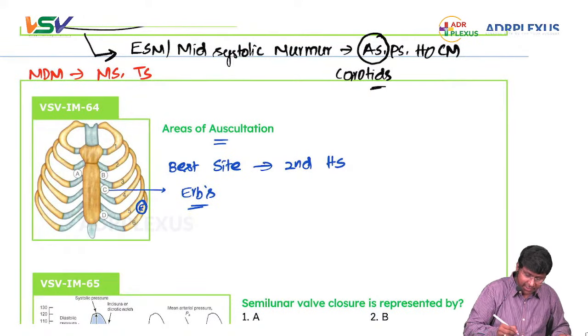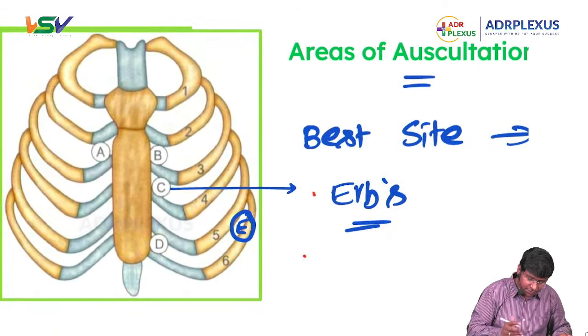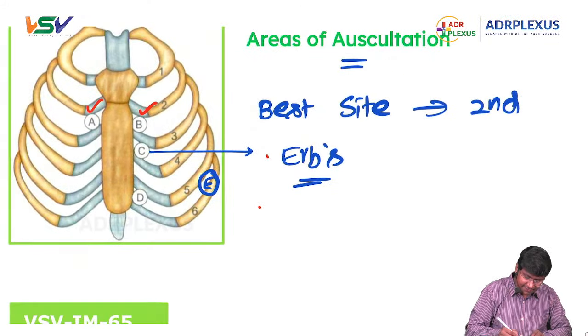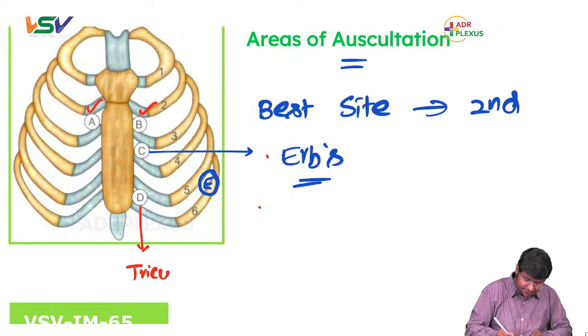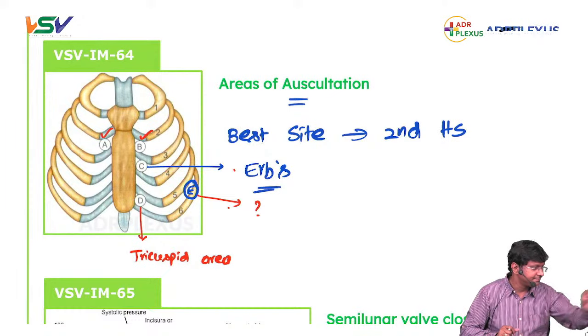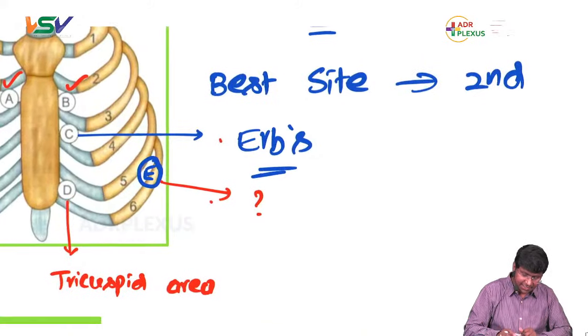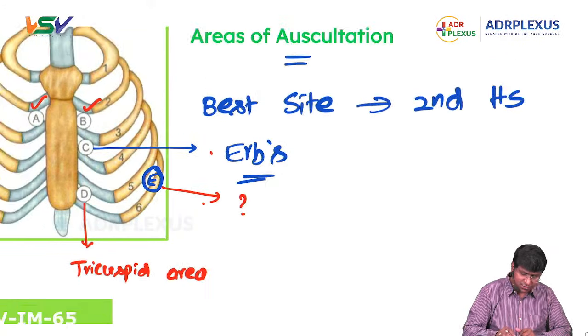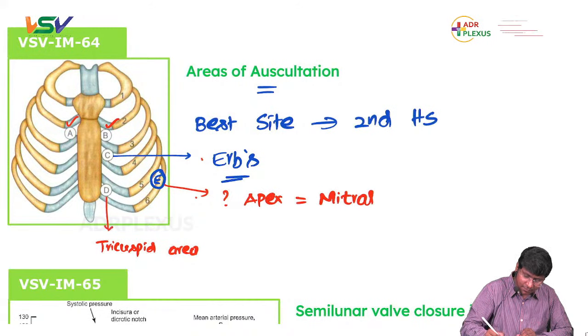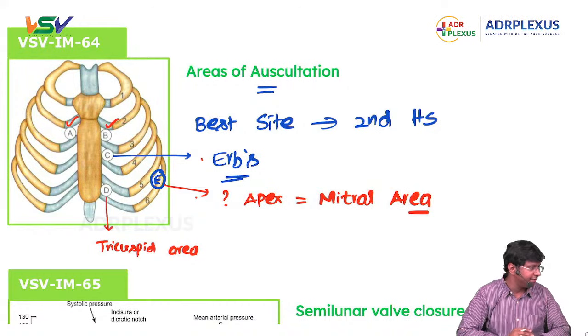The other areas you are very much aware of. A stands for what? That is the aortic area. B is the pulmonary area. C is your Erb's point. D is your tricuspid area, right? And what is point E? That is your apex. So apex is equivalent to the mitral area.